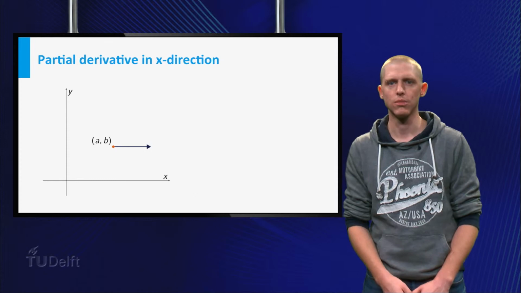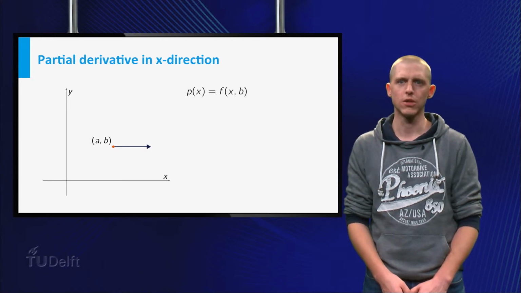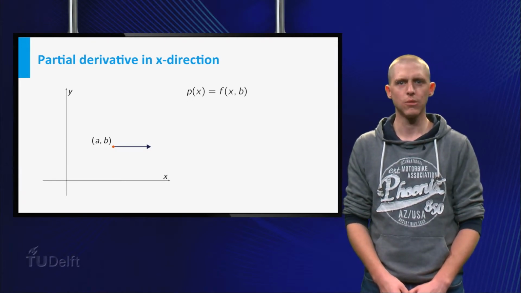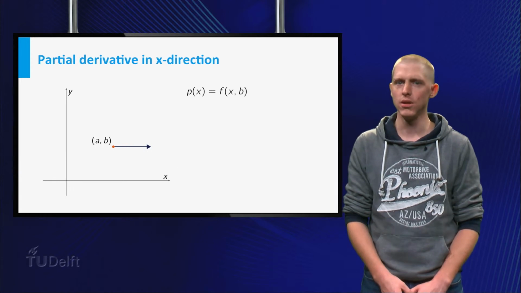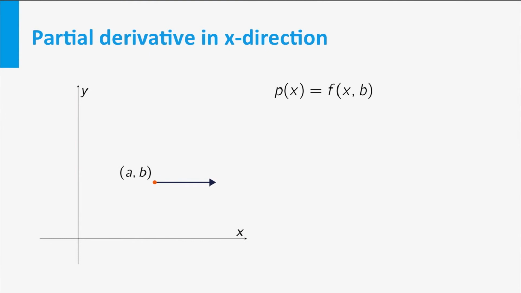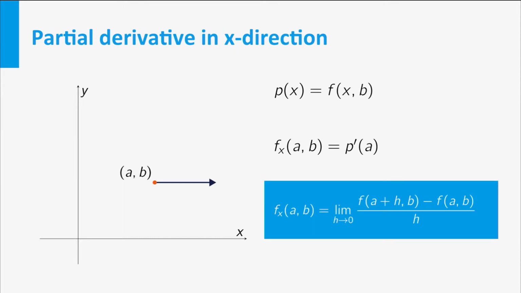Let's note that function by p. So p is the function of x, defined by p of x is f of x and b. The partial derivative of f with respect to x in the point (a, b) is simply defined as p prime of a. Instead of p prime of a, we use the notation f subscript x of (a, b) for this partial derivative. Using the formula for the definition of p prime of a, we thus arrive at the formula shown here for the partial derivative with respect to x.